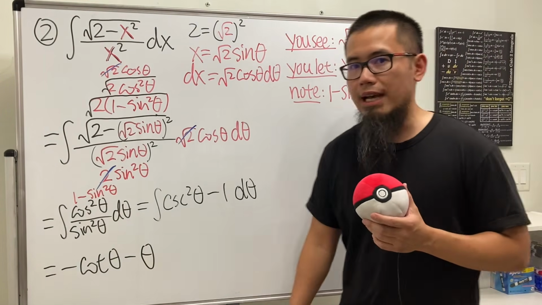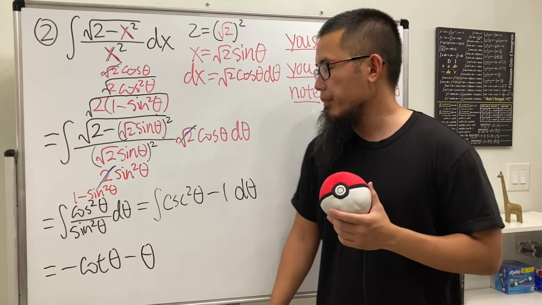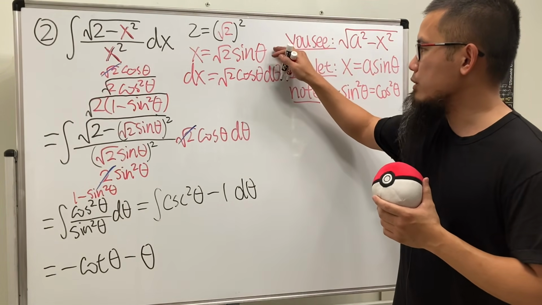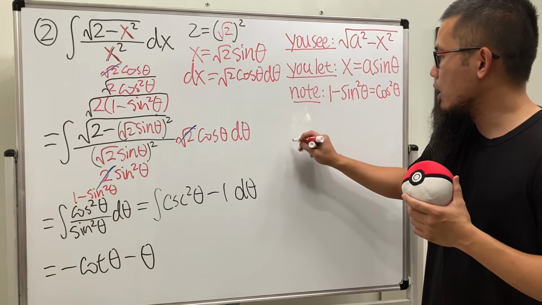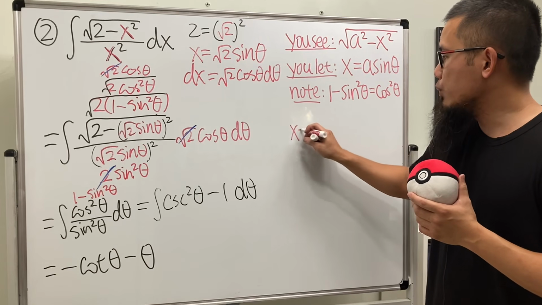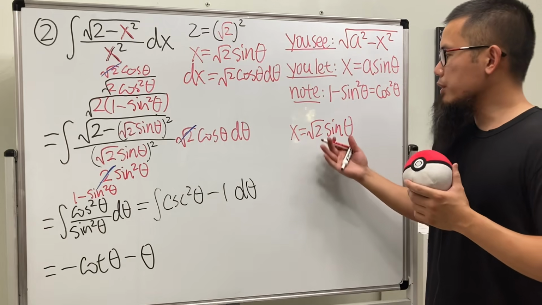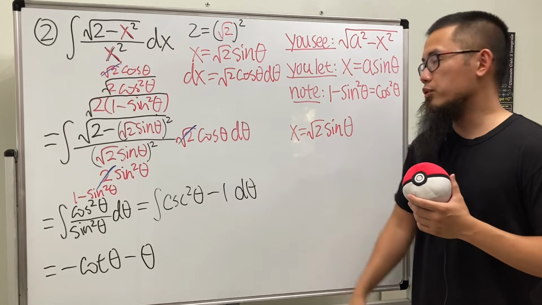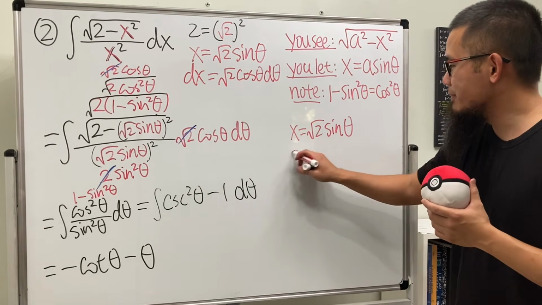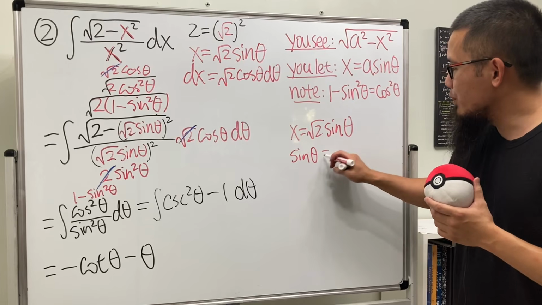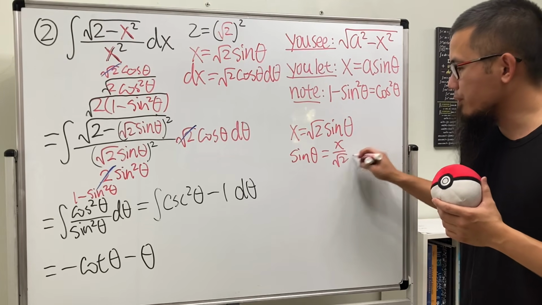Okay, now we just have to go back to the x world, and this is how. Refer back to our substitution right here. I'll put this down right here. We know x is equal to square root of 2 times sine theta. We can just divide the square root of 2 on both sides. So we get sine theta is equal to x over square root of 2.